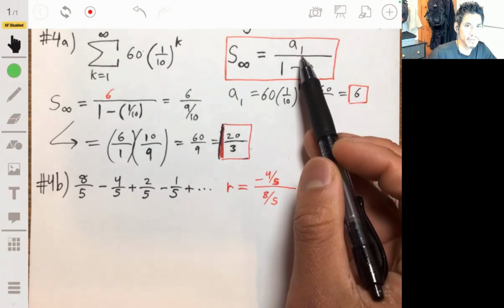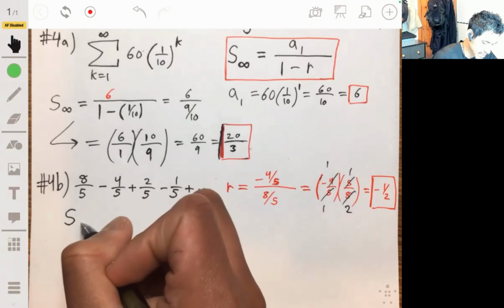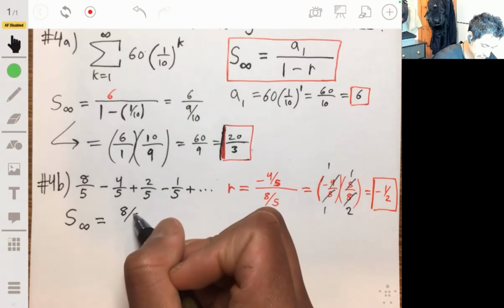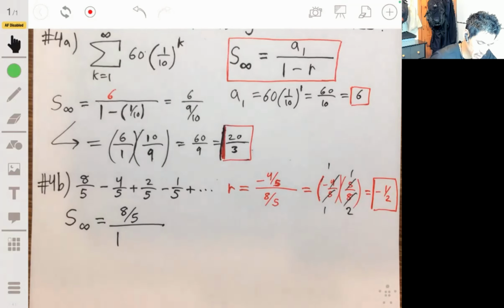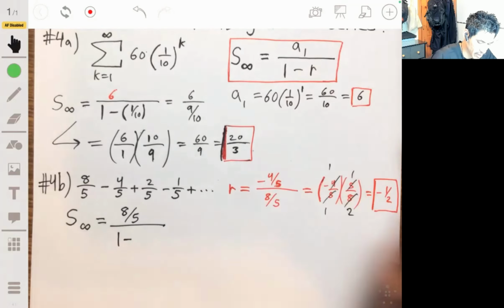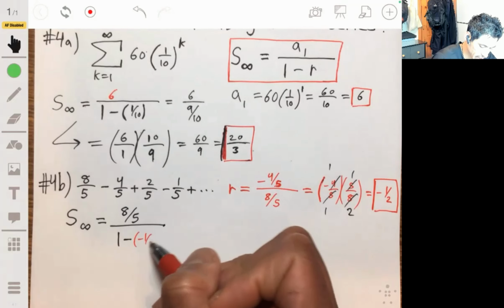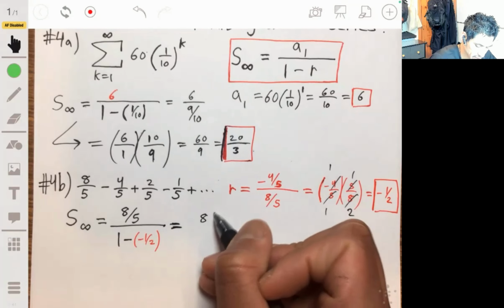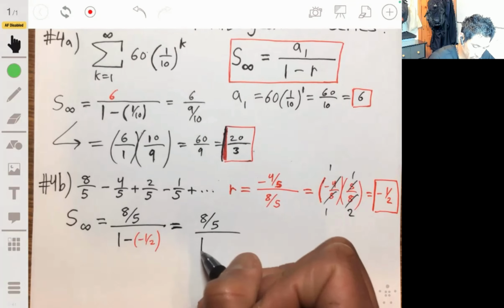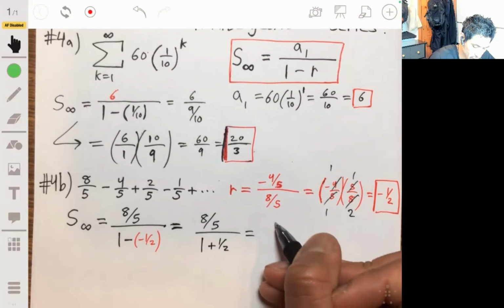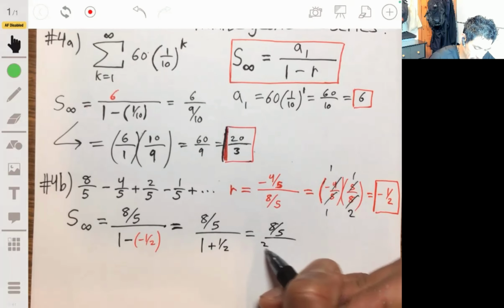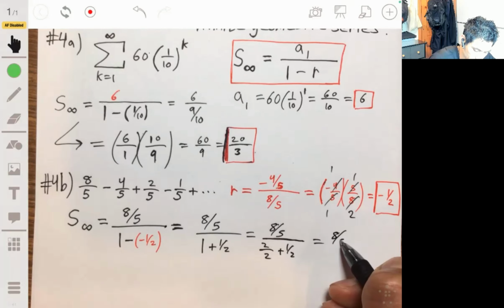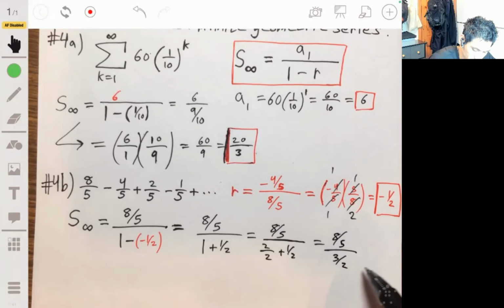And then we just use this equation for the infinite sum. So S infinity will be equal to a1, which is going to be 8/5 in this case, all over 1 minus r, 1 minus negative 1/2. So just don't mess up on your fraction math. This will be 8/5 over 1 plus 1/2, or 8/5 over 2 halves plus 1/2, which will be 8/5 over 3 halves.